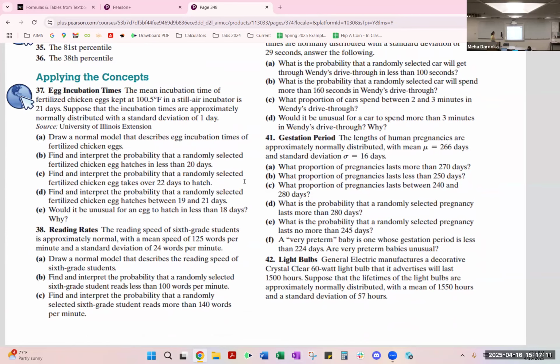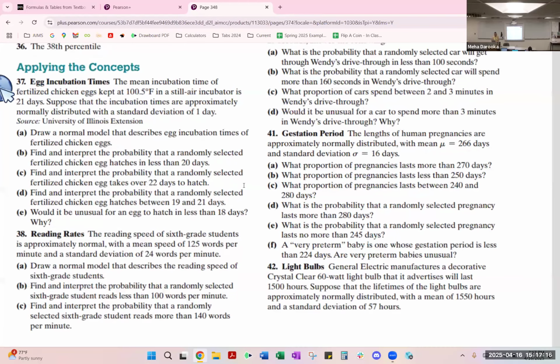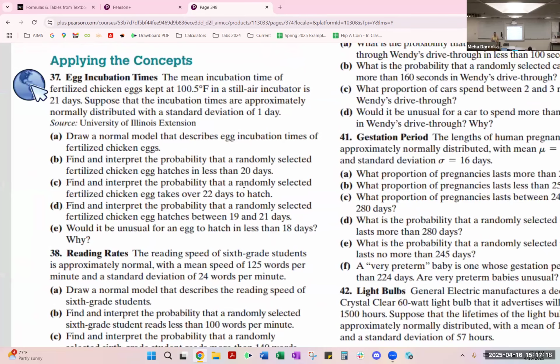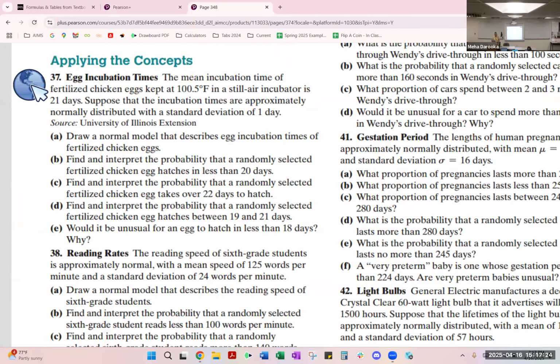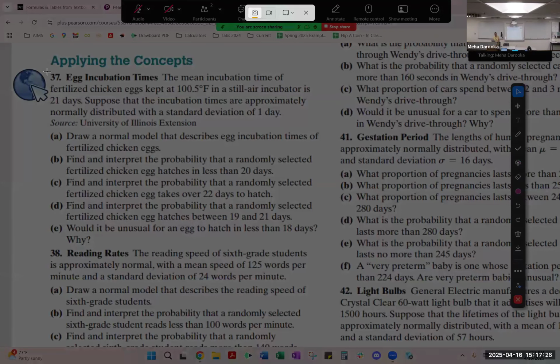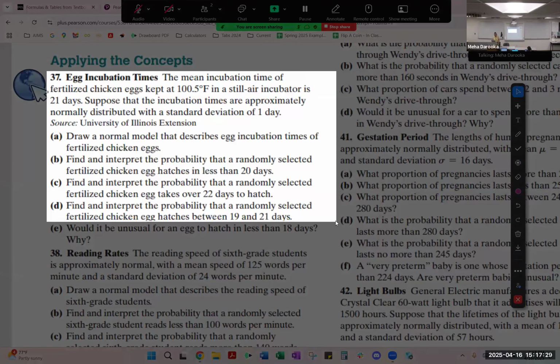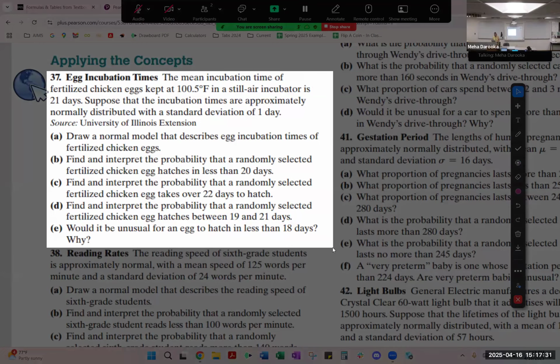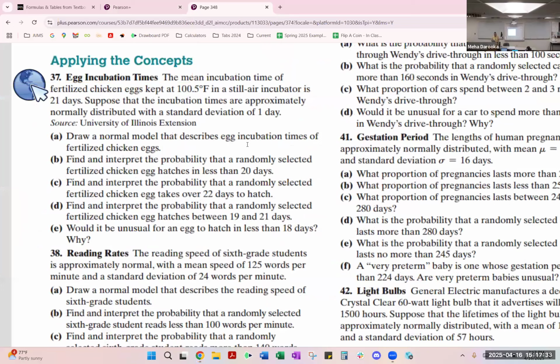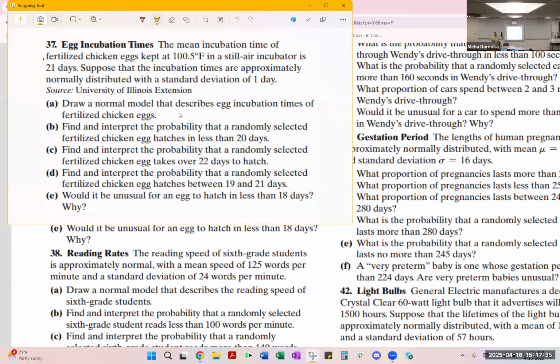Incubation times, we just talked about that in the presentation. Alrighty, I will put this again in our classroom example Google Sheets file that we've been using. So let me copy this over.